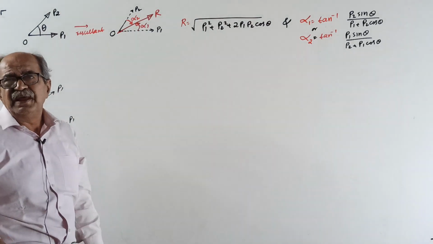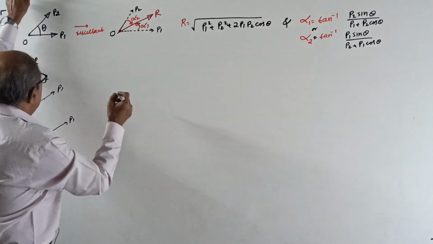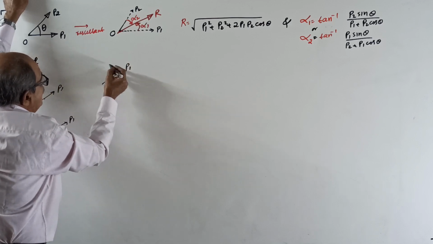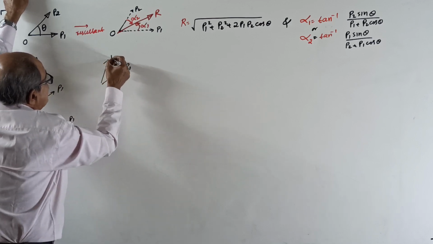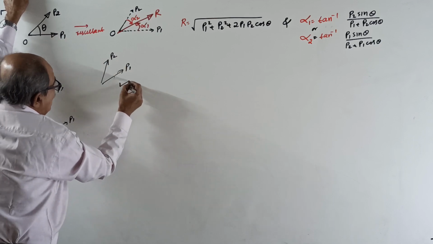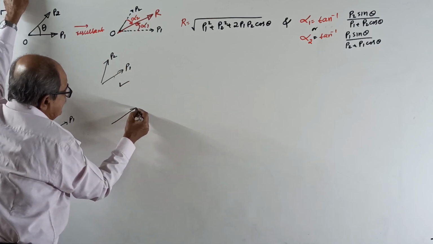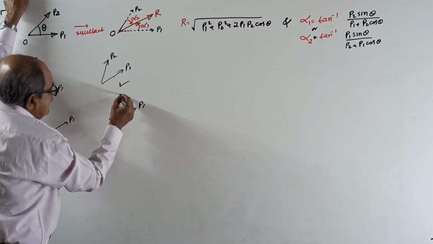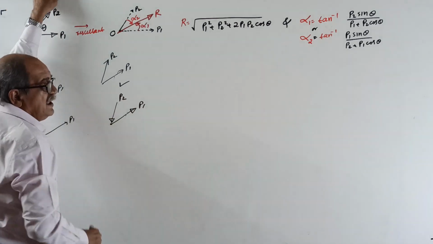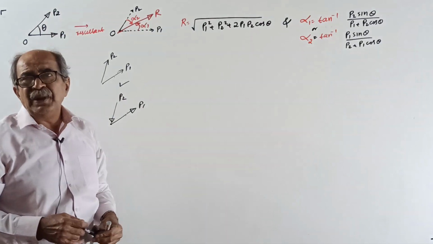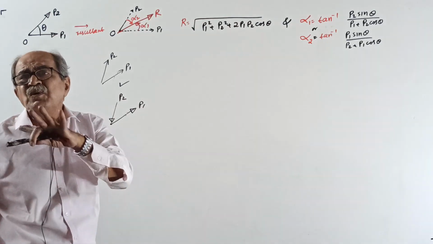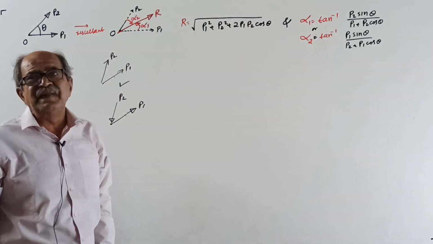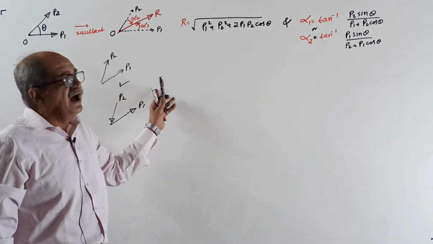Just symbols only. But very important, if P1 is like this, P2 should be like that. See, this is correct. But if P1 is like this, but if P2 is like this, then also it is concurrent only. But if you apply law of parallelogram of forces, error will come. I will explain to you little later, and then I will give you final summary.